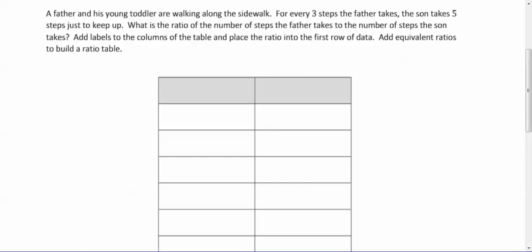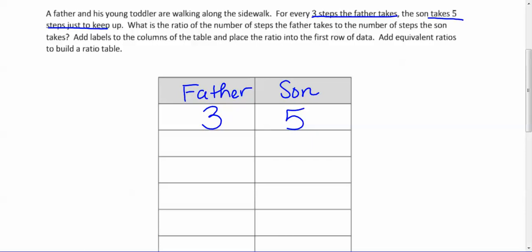It said a father and his young toddler are walking along the sidewalk. For every 3 steps the father takes, the son takes 5 steps just to keep up. So the first thing that should be on your paper is a label right here: father and son, or toddler, whatever you want to say. If we did this correctly, we should have 3 steps that the father takes, and the son has to take 5 steps with his short little legs.